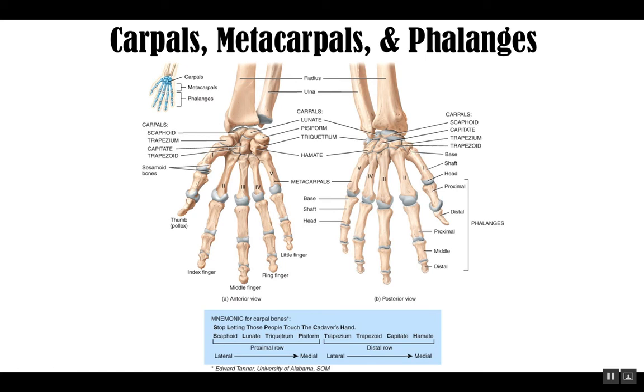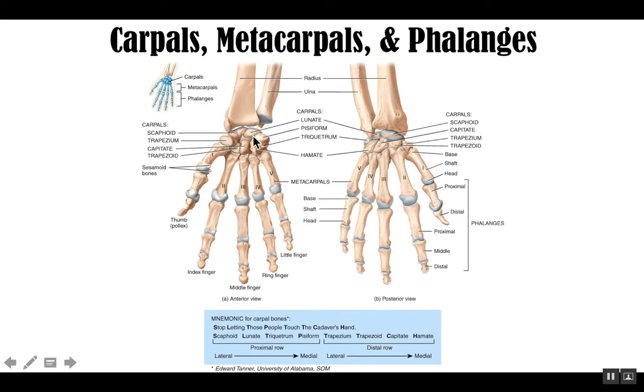The mnemonic allows you to memorize their order and their location, but you have to be able to use the mnemonic. Basically, we divide the carpals into 2 rows of 4. A proximal row and a distal row. Then you move lateral to medial. So you always have to start on the thumb side and move across medially. So the first carpal would be this guy right here. This guy right here is the scaphoid. Then we go lunate. Those are the 2 that articulate with the radius.